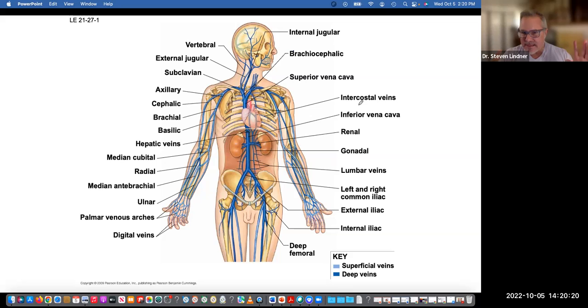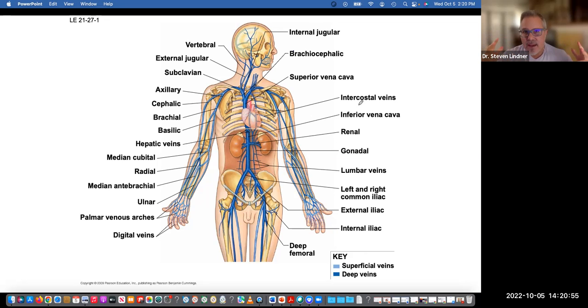Now, when we talk about the venous system, a lot of the names may be a little bit similar, where we have arteries, we have veins. If there's a radial artery, there's a radial vein. If there's an axillary artery, there's an axillary vein. If there's a brachial artery, there's a brachial vein. You have vertebral arteries, vertebral veins. So for the most part, they are parallel, they are analogous to one another, but there are some unique variations. And I'll make sure I try and point out what some of those unique variations are.